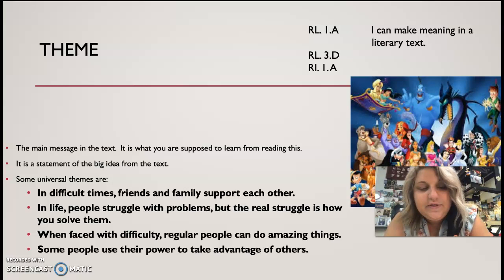So one universal theme is, in difficult times, friends and family support each other. Another one is, in life, people struggle with problems, but the real struggle is how you solve them. A third one is, when faced with difficulty, regular people can do amazing things. And your last one to choose from on the universal themes is, some people use their power to take advantage of others.